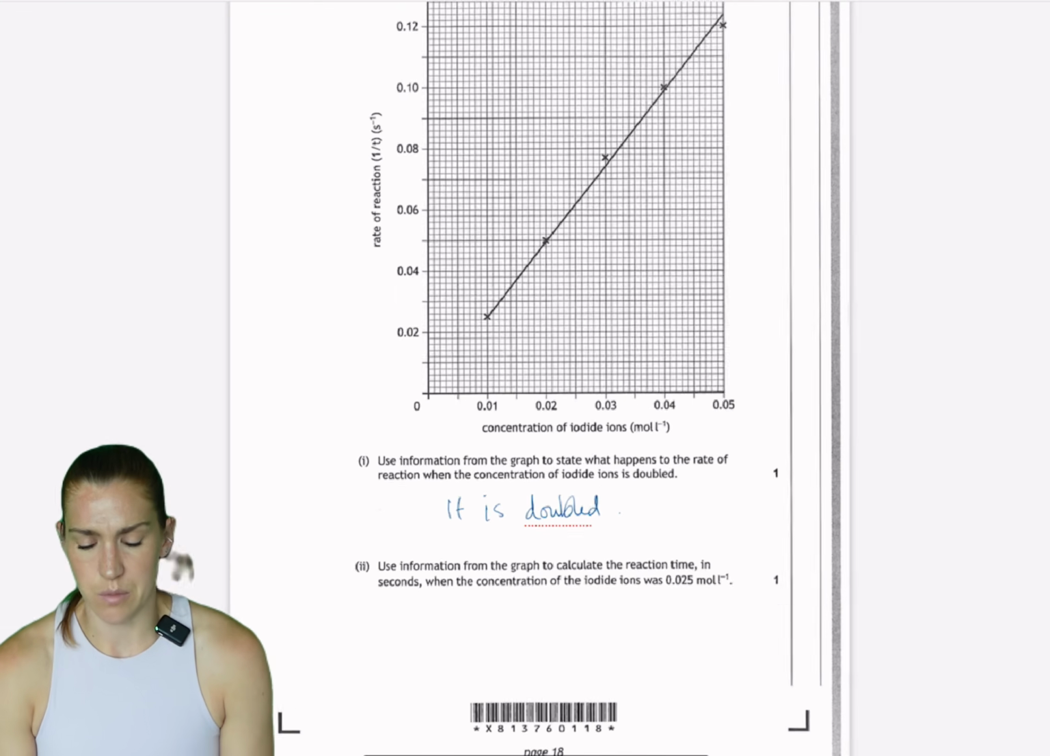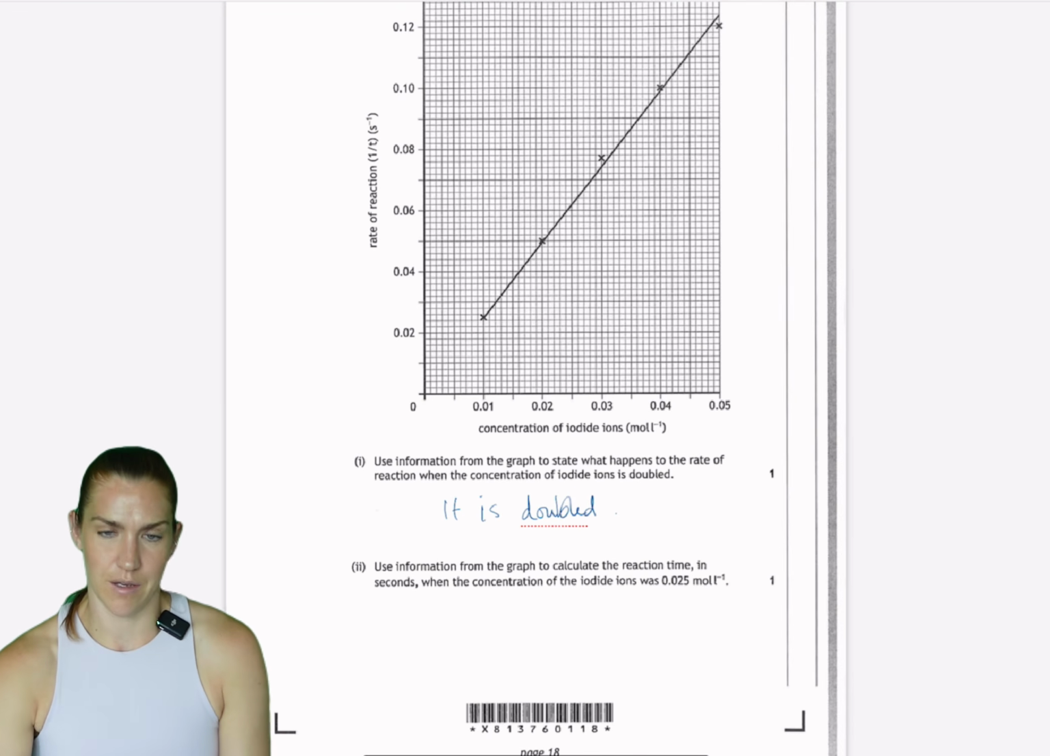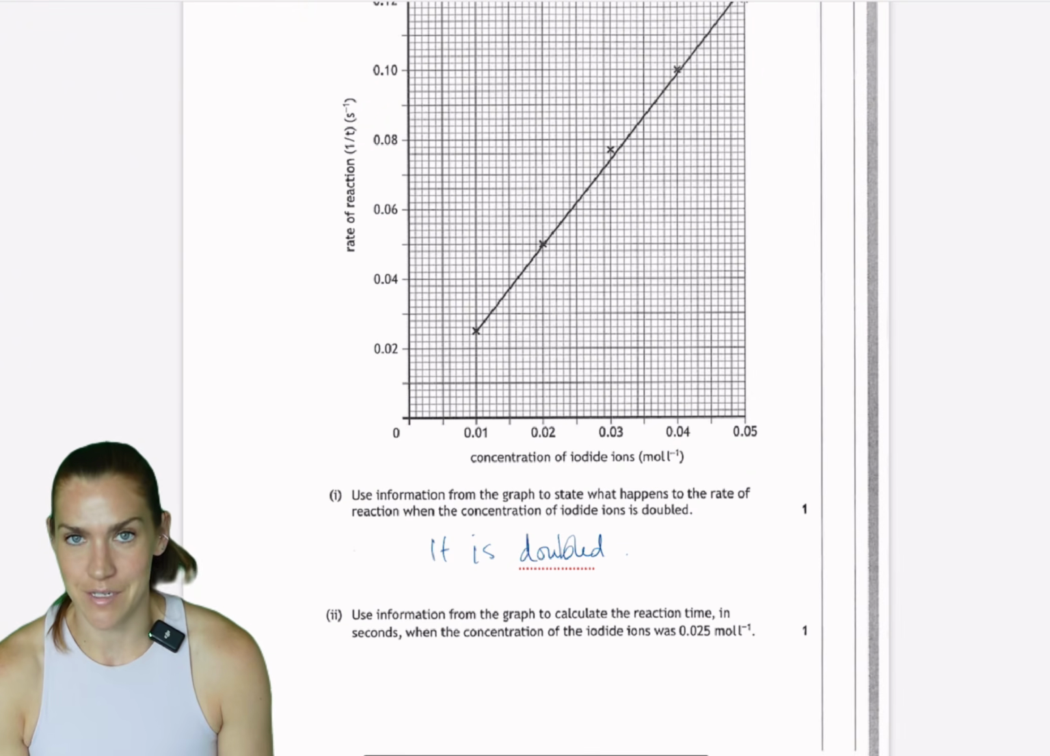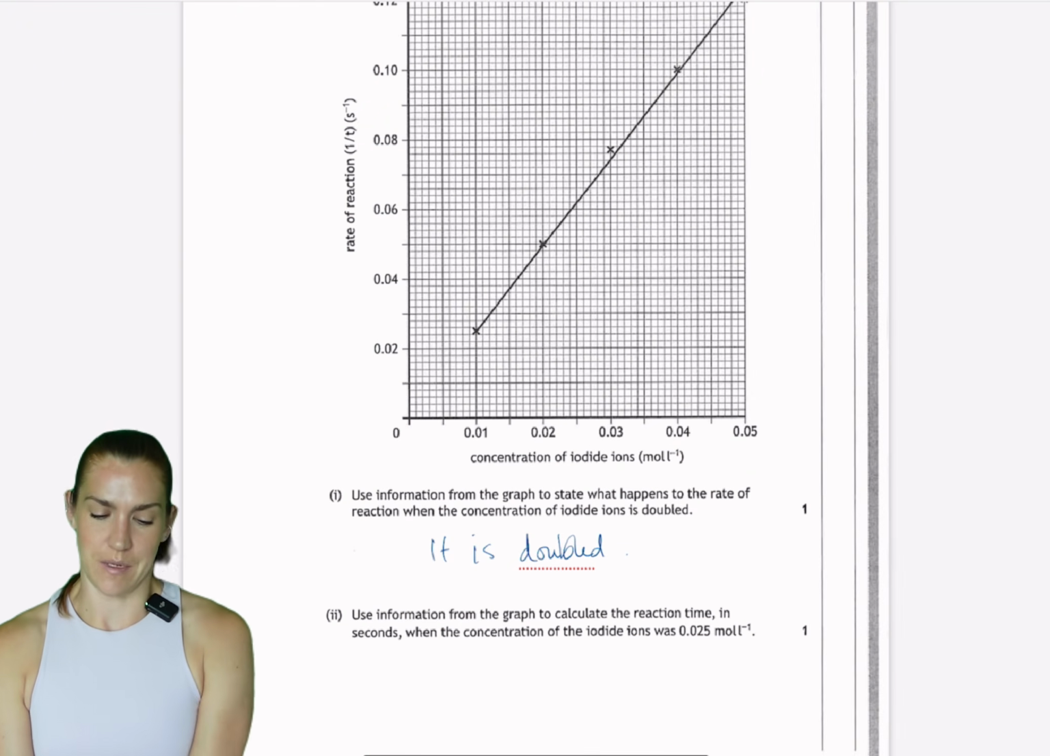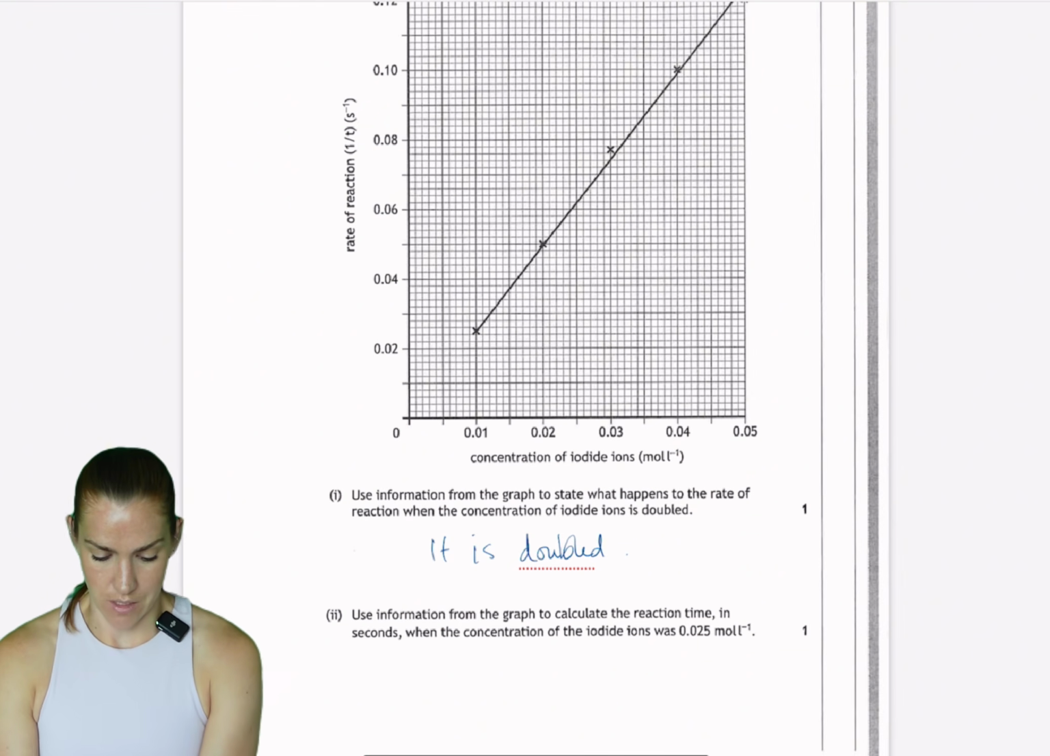Just saying it's increased is probably not going to be enough here. I think that would be basically a free mark. So yeah, just try and make sure you're as descriptive as possible in these things.